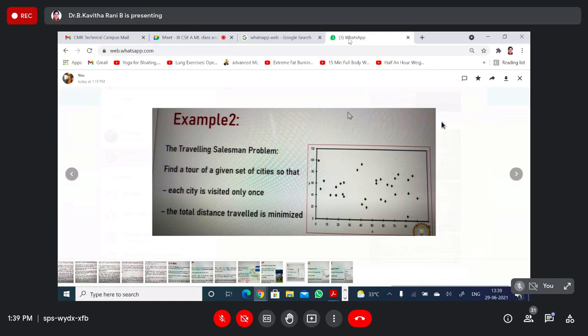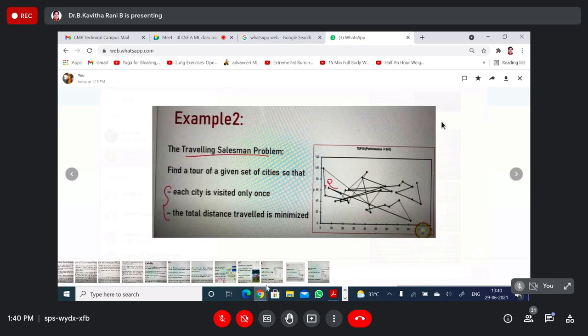If you see on the screen, one plotted graph is there. In that graph, there are 30 cities. So the genetic algorithm finds the minimum distance, and a salesman has to travel to one city only once. Keeping these properties in mind, the genetic algorithm has to give us an optimal solution.